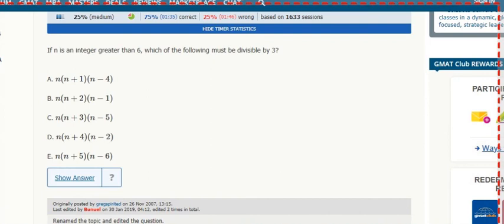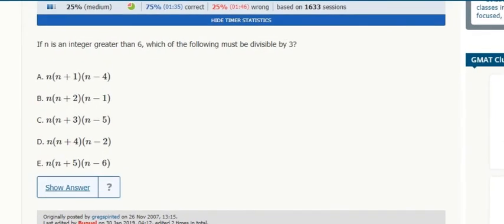It is an integer greater than 6. Which of the following must be divisible by 3? Well, what do we know is always divisible by 3? Three consecutive numbers multiplied together. It will often be expressed as this: n plus 1, n minus 1. See how that's 3 consecutive integers? If it's 3 straight integers, one of them has to be divisible by 3.